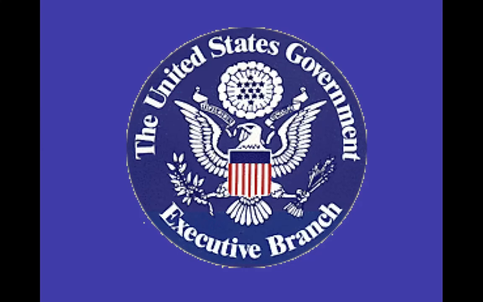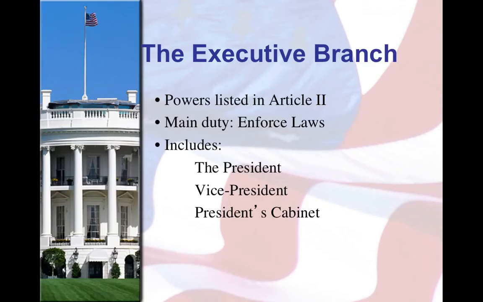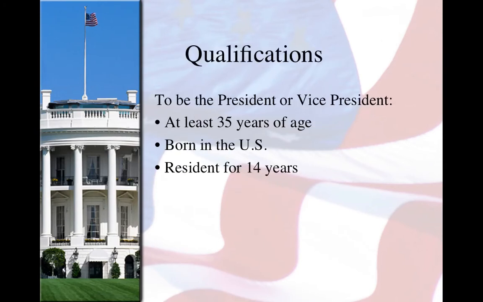The United States government, the executive branch. The executive branch is controlled by the president. Here are many examples of many different presidents throughout the United States. The executive branch powers are listed in Article 2, and the main duty is to enforce the laws. The executive branch includes the president, the vice president, and the president's cabinet, which we will get to later.